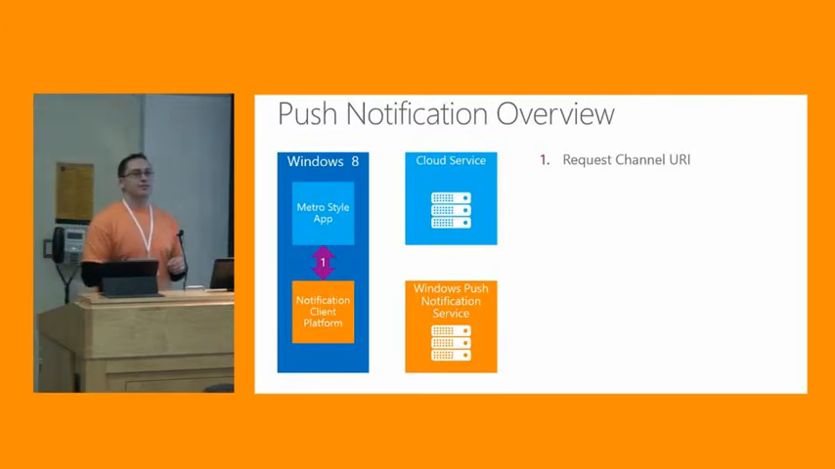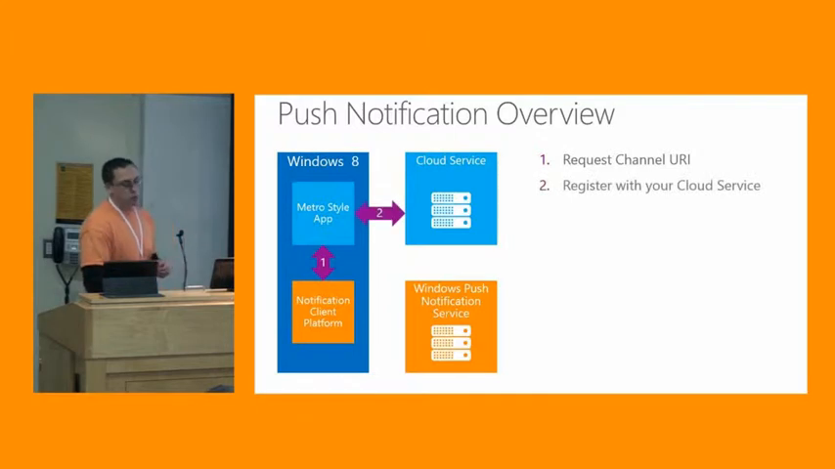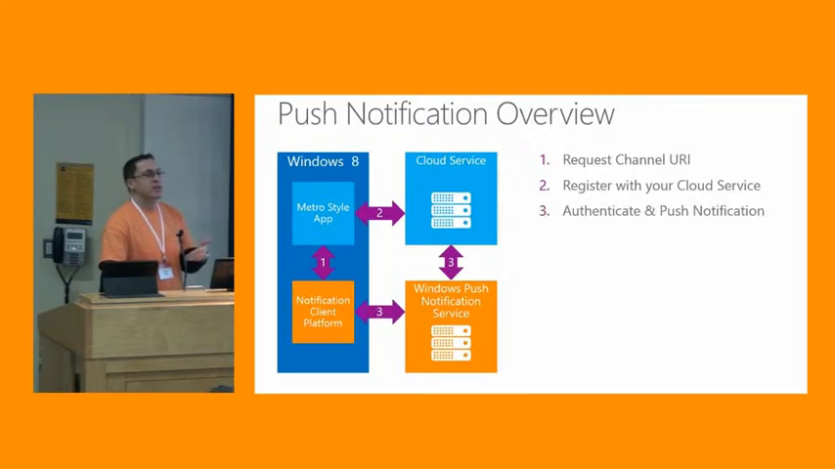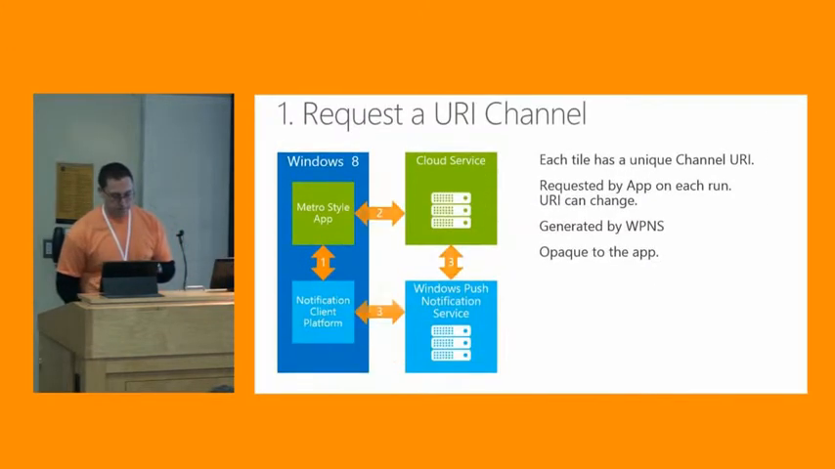And that's something sent from the notification service, and it's a unique ID for me. Then I have to register with my cloud service and get my business logic in there and tell it that these are the addresses I want to send notifications to. I've got to authenticate with the Windows push notification service and then get my notifications sent. So let's deep dive a little bit into each piece.